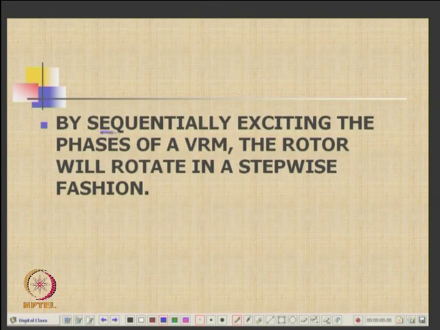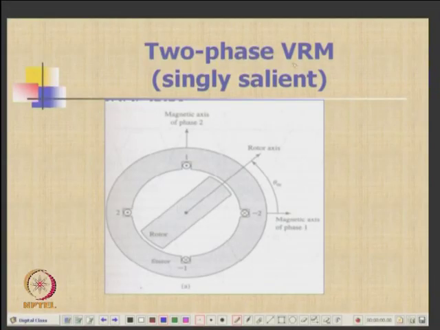Then you have to sequentially excite the phases of a VRM, and the rotor will rotate in step fashion. Now, of course, with high frequency it will not rotate in steps, it rotates in a smooth way. Okay. Now, you can also have a VRM with only single saliency. You can see here the stator, there is no saliency.